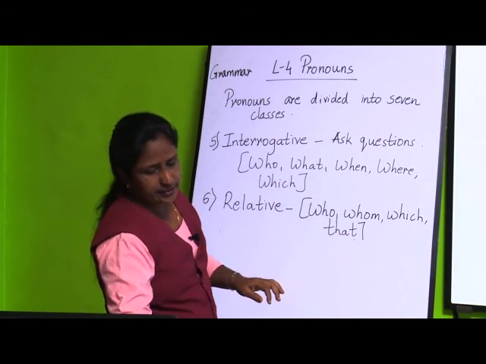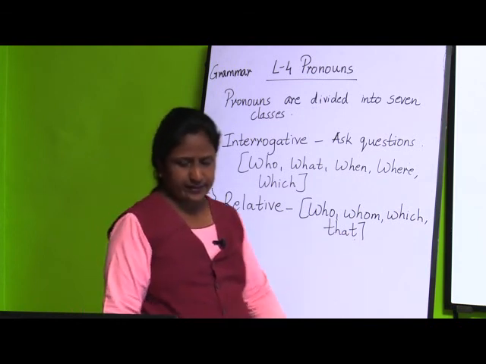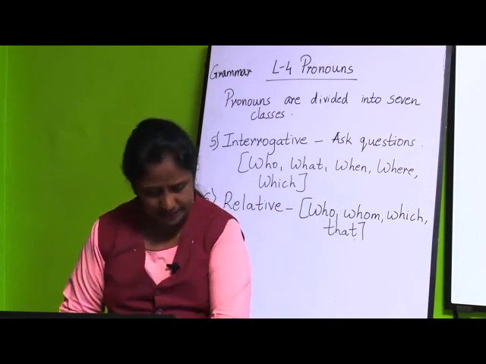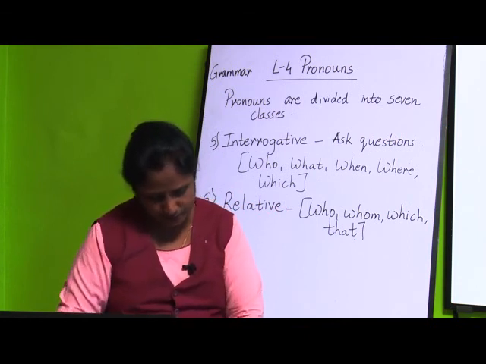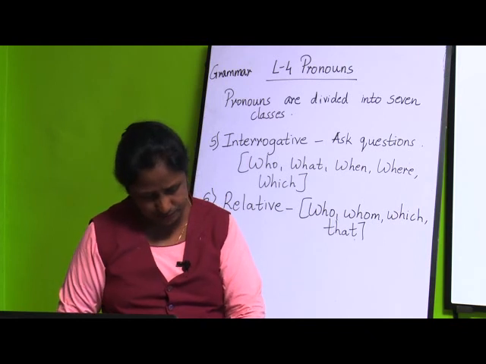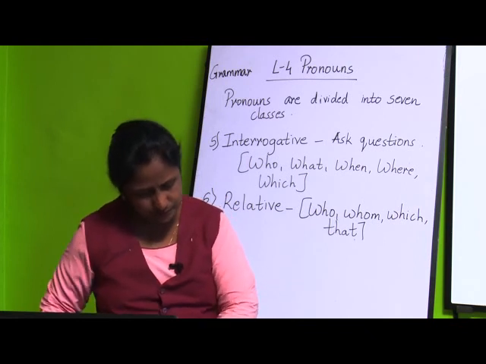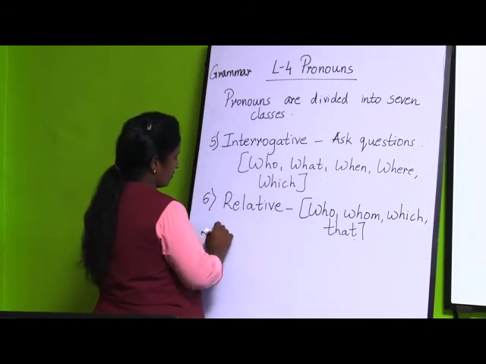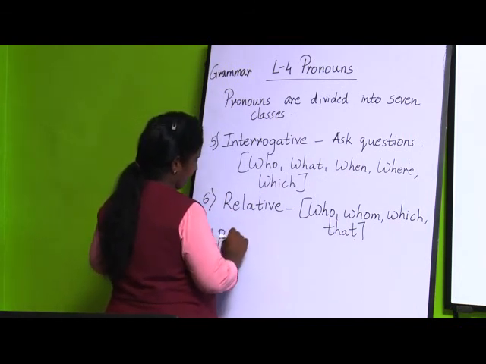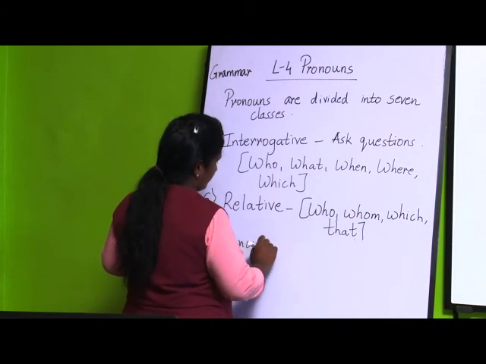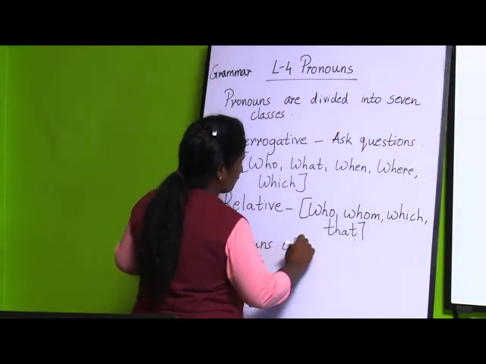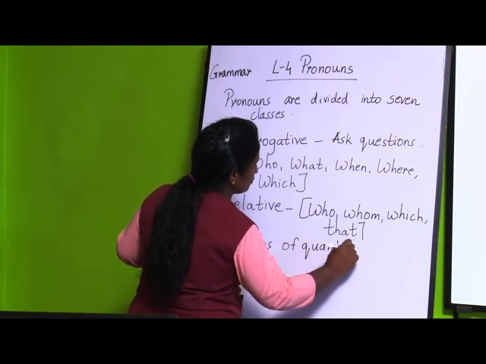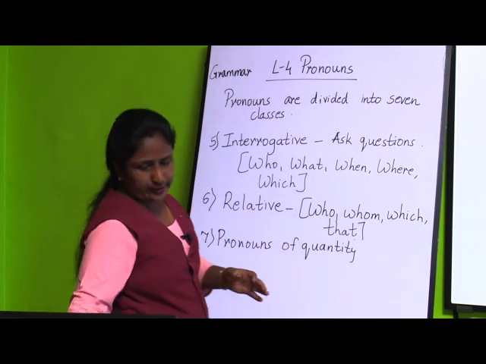And the last one is the emphatic pronoun, or we can say pronouns of quantity. Now, quantity means what, children? We show the measures or the quantity of that.